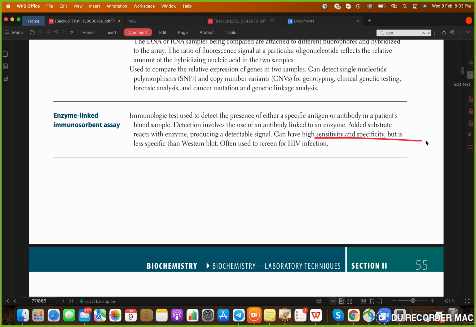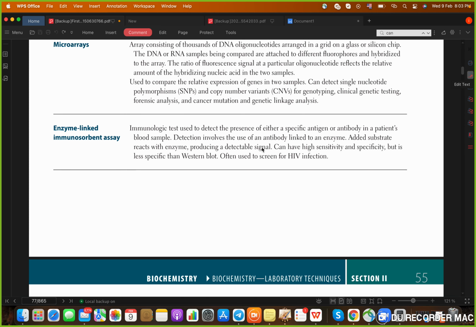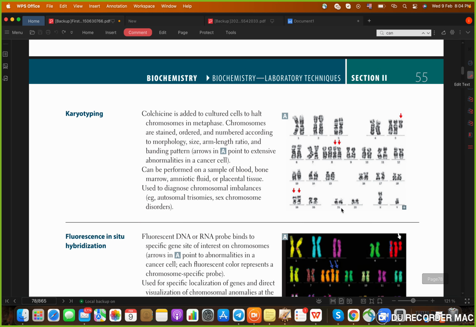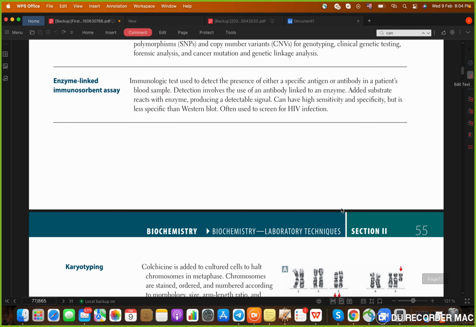It can have higher sensitivity and specificity, but it's less specific than Western blot. Remember, Western blot. The Western blot was for detection of a protein. It had much higher sensitivity. That's why until recently it was the test of choice for HIV, not anymore. Often used to screen for HIV infection, but not anymore.